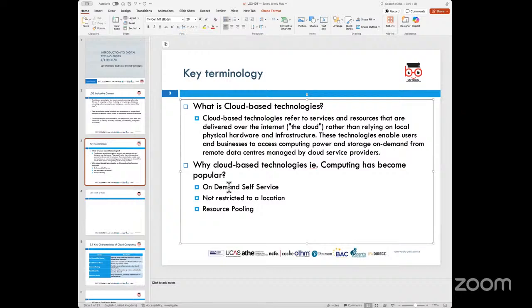Now, apart from this, there could be lots of other reasons why you would want to have cloud computing based technologies. Monitoring of these technologies and physical resources like servers, storage, and other equipment can be done more easily because they're all being managed by a centralized IT team.